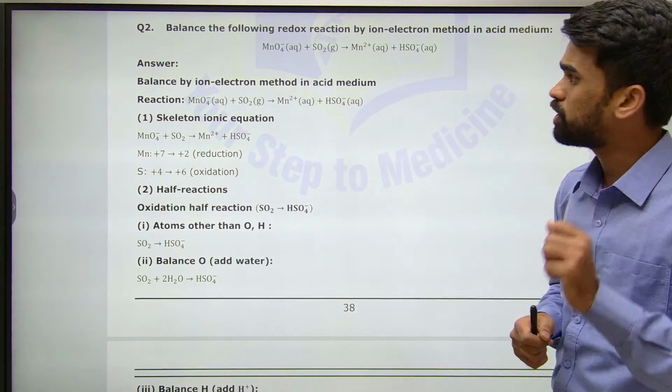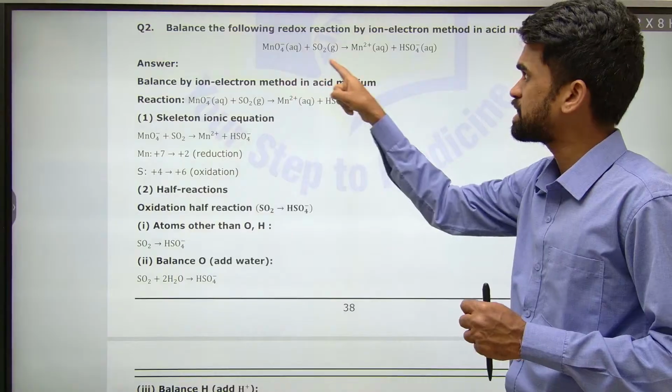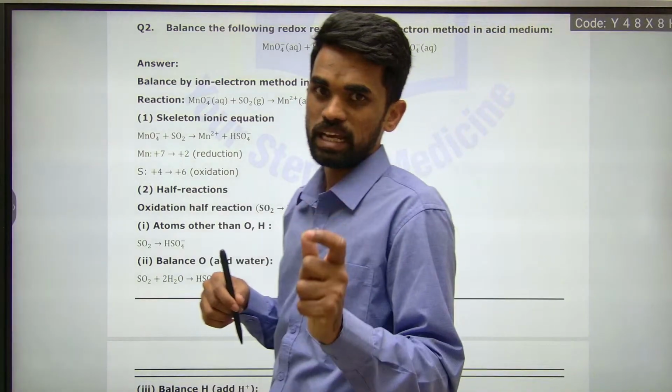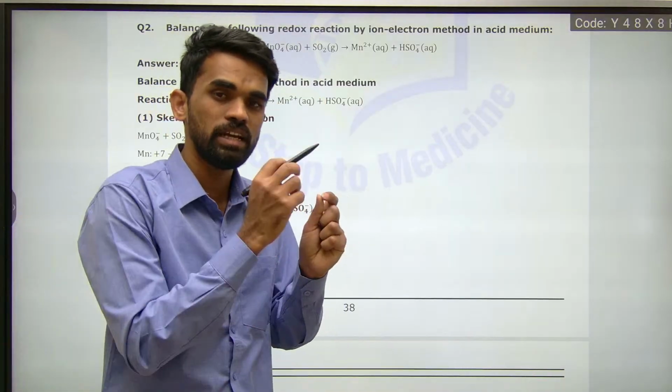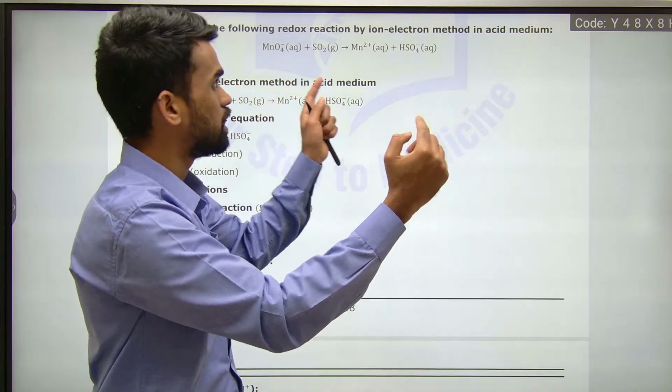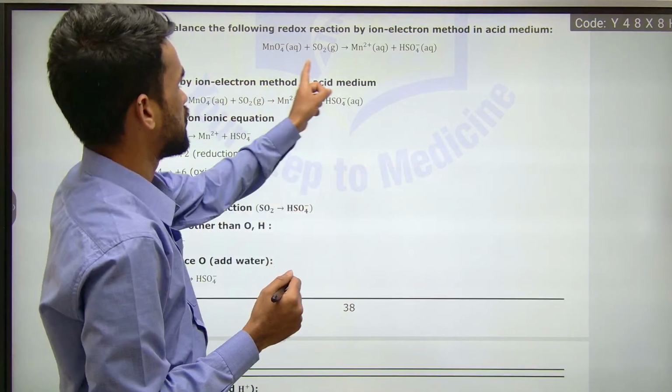Okay, now what I told you, first write the skeletal equation they have given. While writing your answer in the final exam, you need to mention everything in detail. Point number 1, write the skeletal equation for the given redox reaction. Yes, we have written the skeletal equation.